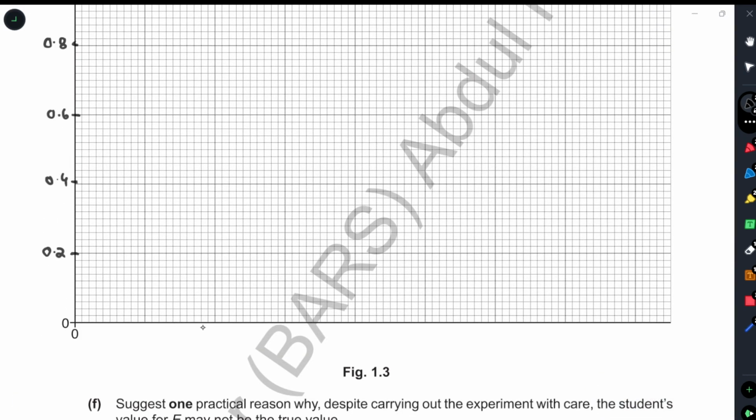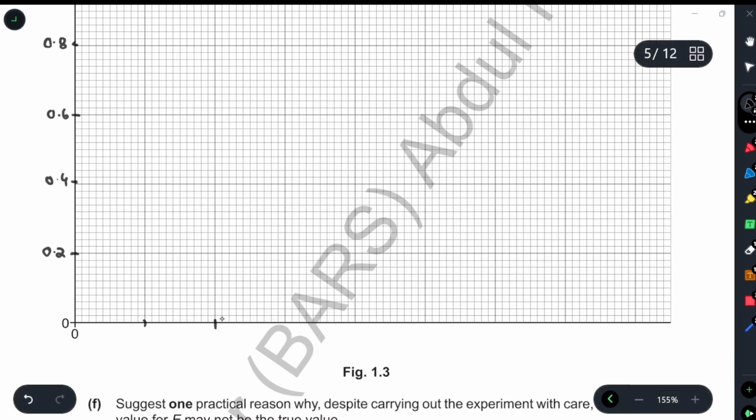So 1, 2, 3, 4, 5, 6, 7, and 8. So we can go to 80 approximately. So 20 over here, 30, 40, 50, 60, 70, and 80.